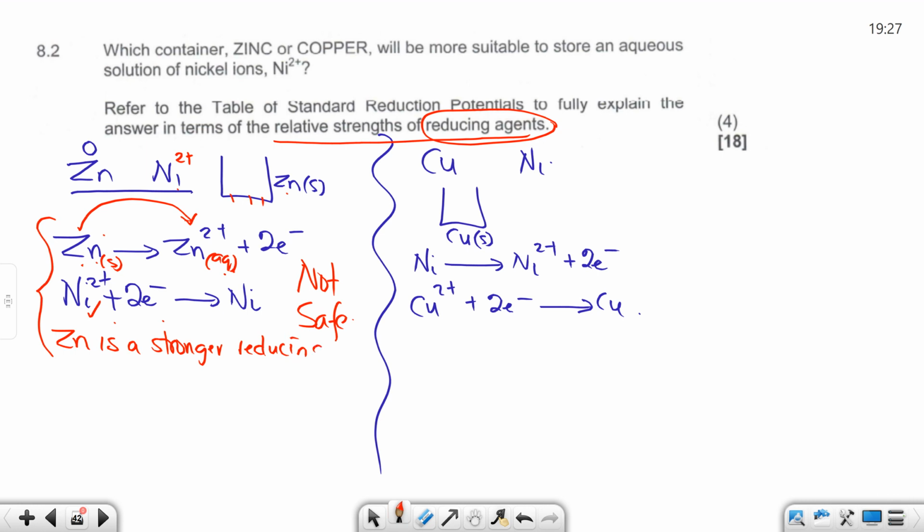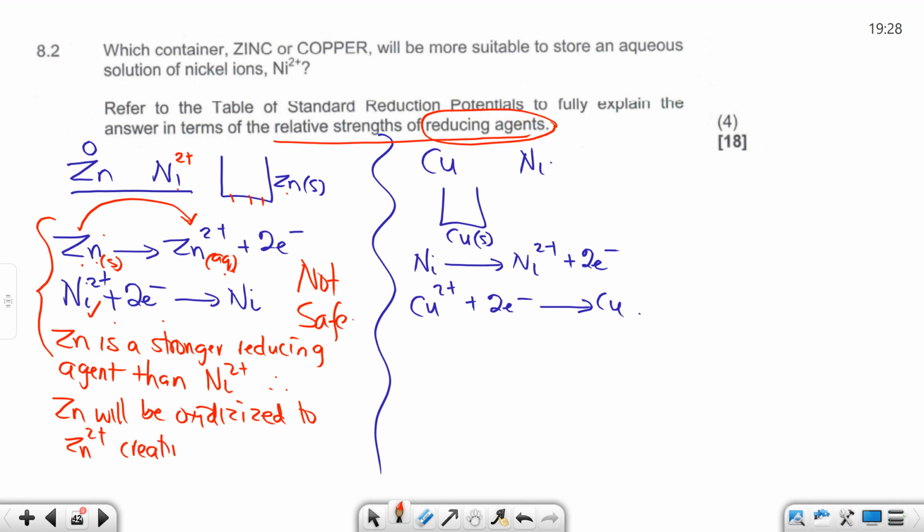Reducing agent than what? Not nickel. It's nickel 2 plus ions. Okay? Therefore, zinc will be oxidized to what? Zinc 2 plus. Creating what? Holes in the container.